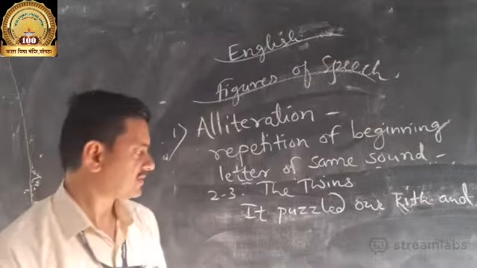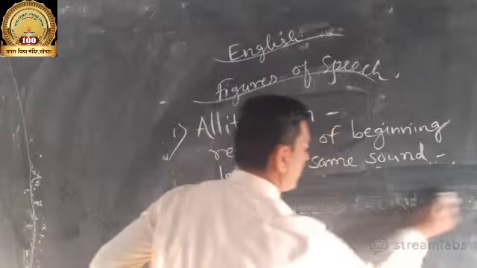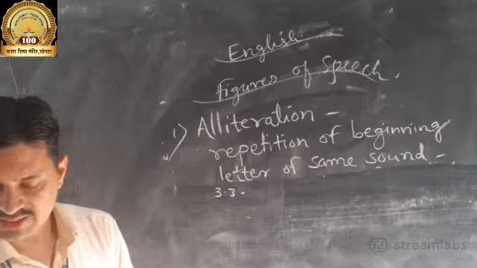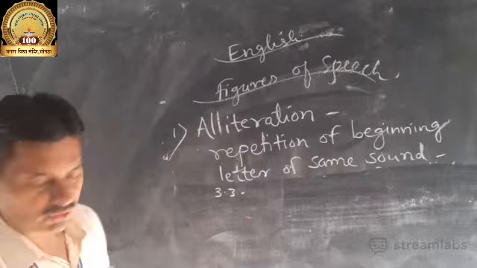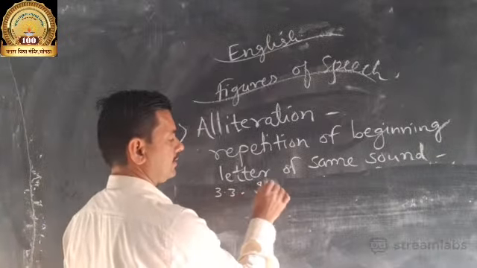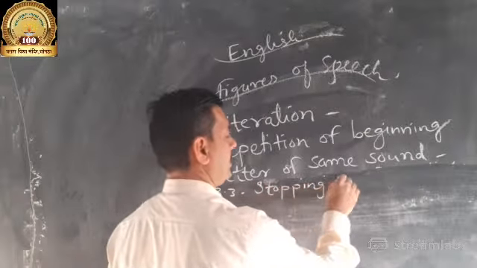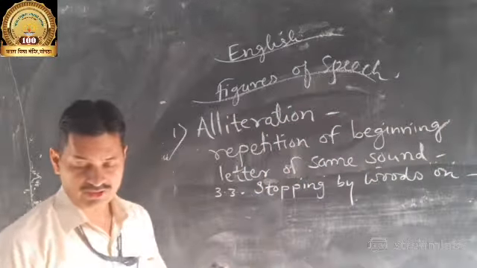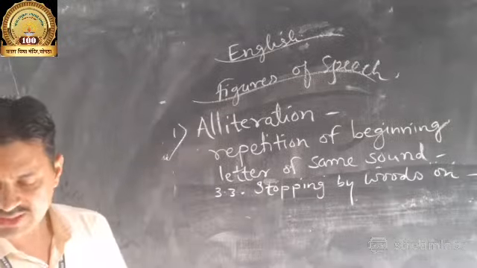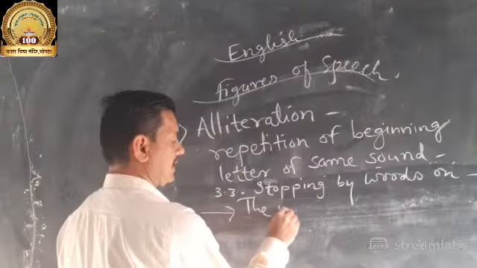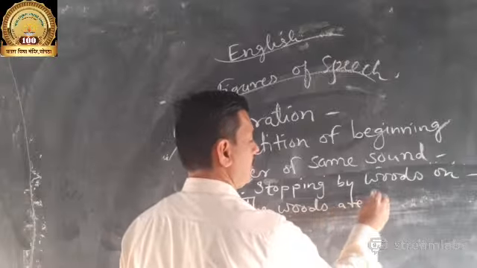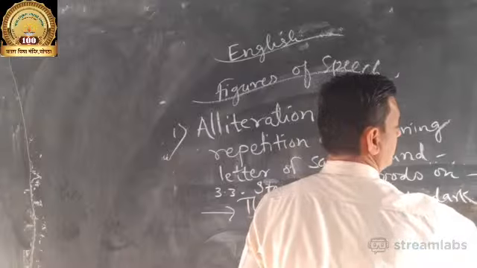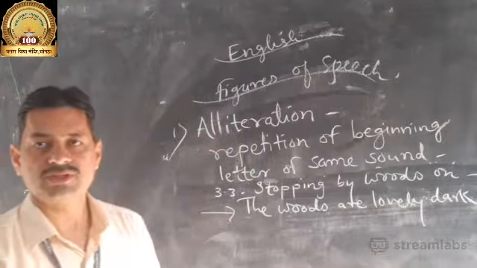Again, we have some poems, such as 3.3. See there, 3.3. Our 3.3 poem is there, that is Stopping by Woods on a Snowy Evening. In this poem you can see the line: the woods are lovely, dark and deep. See the line. The woods are lovely, dark and deep.